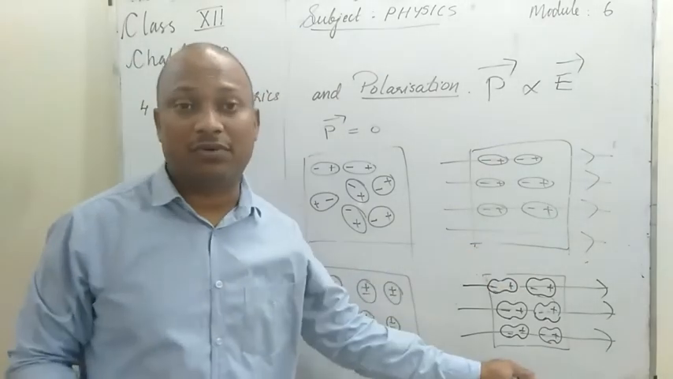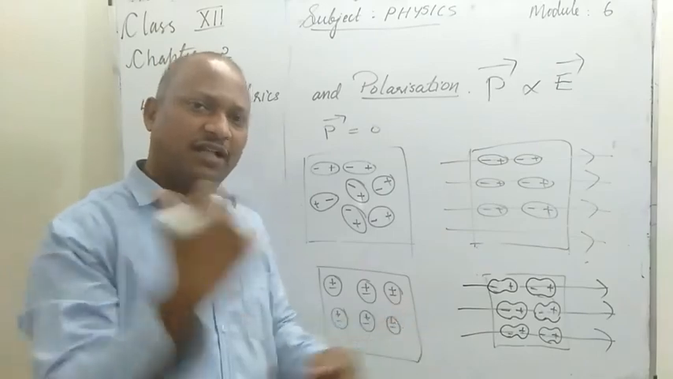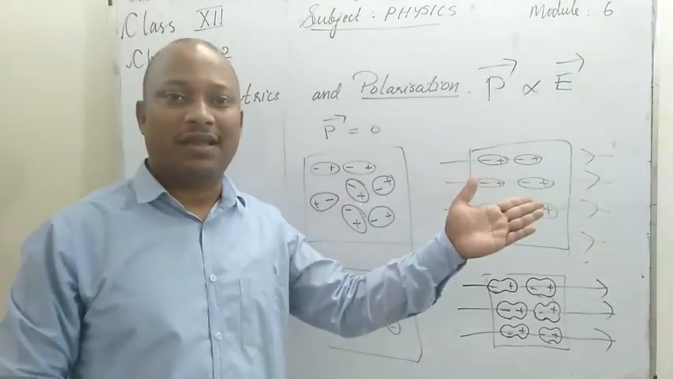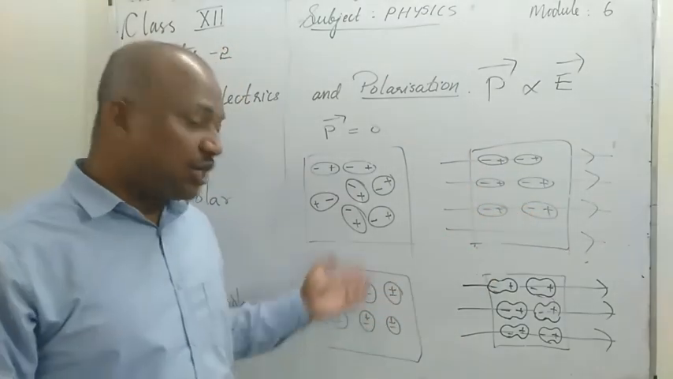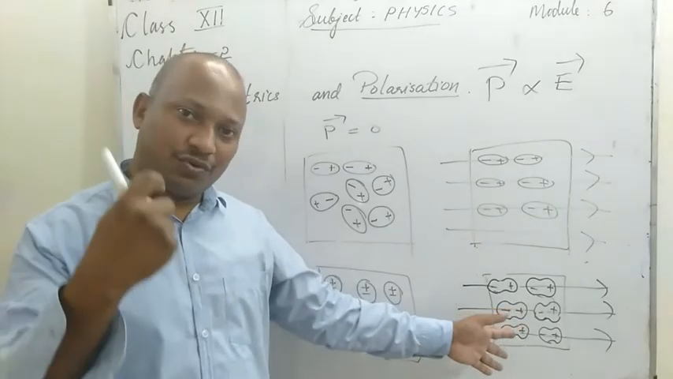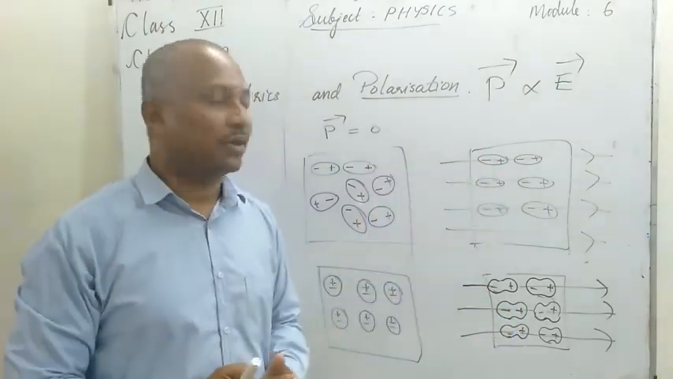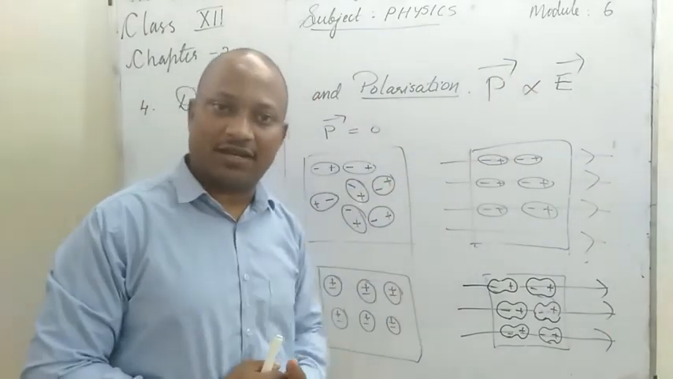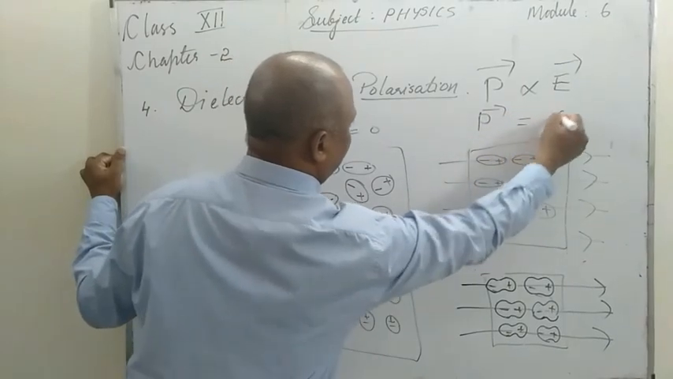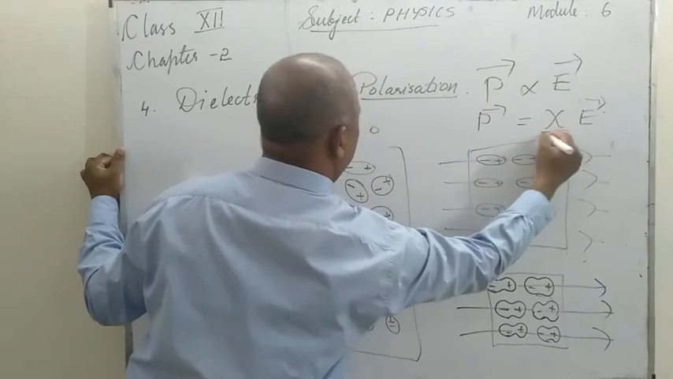So if the external electric field is stronger, more dipoles will align, or more dipoles will be induced, so the value of the dipole moment intensity will become larger. So it is directly proportional to the external electric field, and we can write it as P is equal to chi into electric field. What is chi?